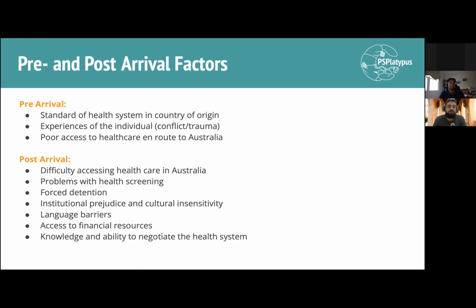before entering Australia. And some of the post-arrival factors: difficulty accessing healthcare in Australia, problems with health screening, forced detention. We'll talk about that just in a second. Institutional prejudice and cultural insensitivity, some cultural issues that they might face in the country they migrate to. Some language barriers, access to financial resources, and limited knowledge and ability to negotiate the health system.